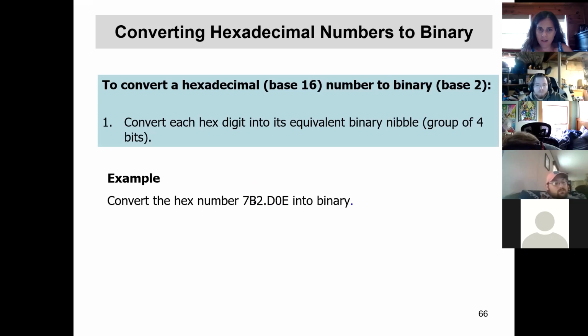Each one of these hex digits is referred to as a whole nibble, all 4 bits. So I'm going to spread this out. I'm going to write out this hex number pretty spread out, so then I have room to do the nibbles.